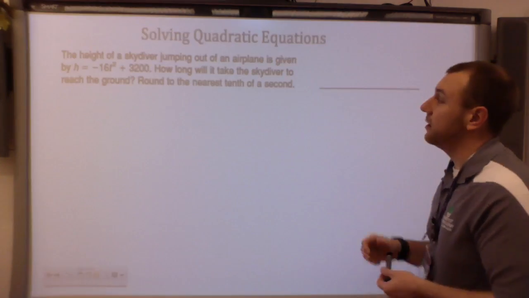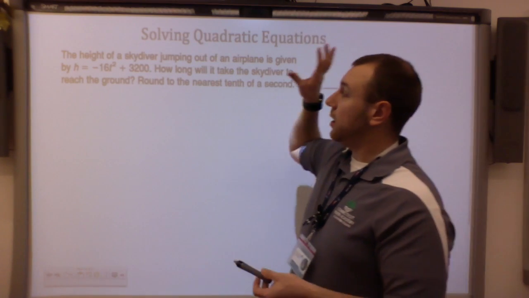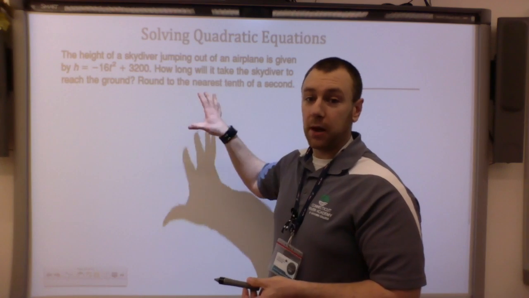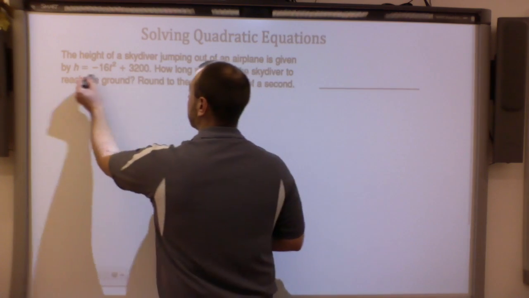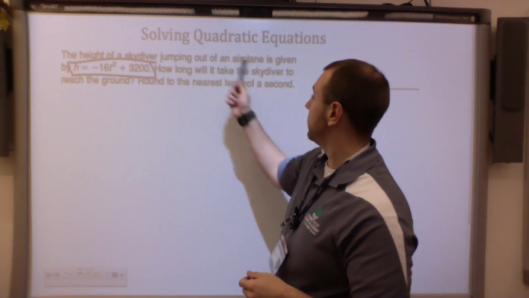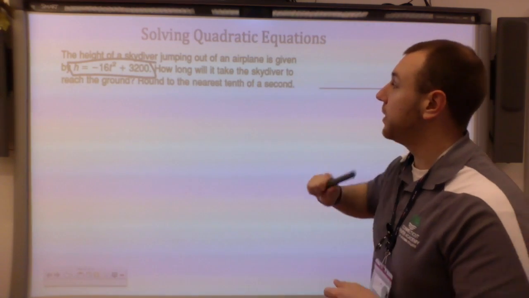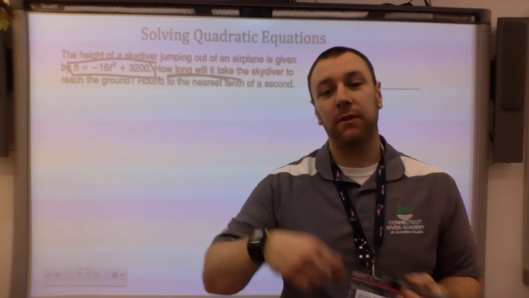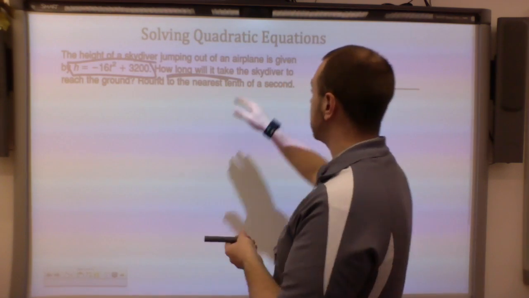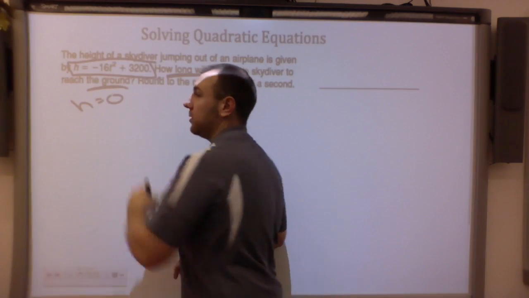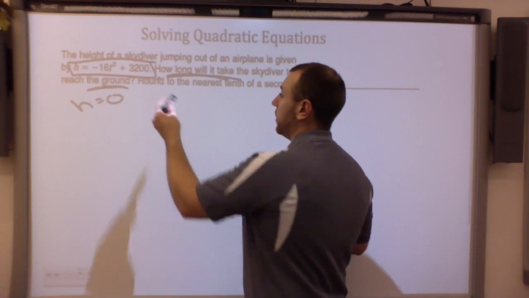In the same thing, I'm going to solve for something that I know. I'm going to have to plug something in. So the very important thing here is the equation. The height of the skydiver jumping out of the airplane is given by the equation. How long will it take? That means I'm solving for time. The skydiver reaches the ground, which means h equals 0. So I'm going to plug that in.